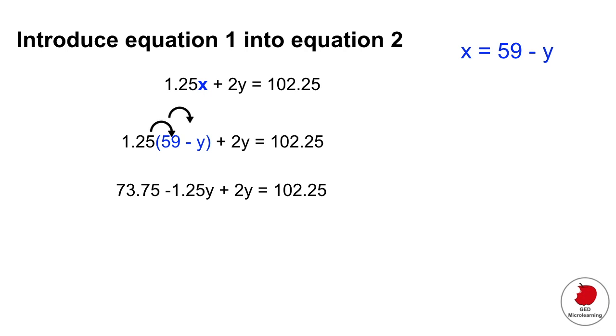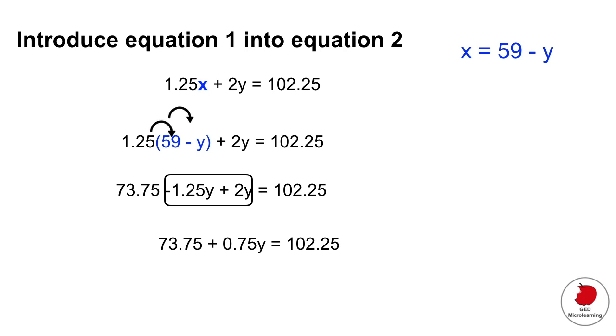The next step is to simplify this mess that you have here, and you're going to simplify these two numbers. Why these two numbers specifically? Because they are similar terms, meaning that they both have a y attached to them. So you would say 2y minus 1.25y is equal to 0.75y.